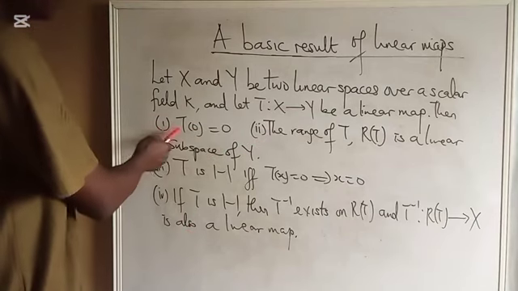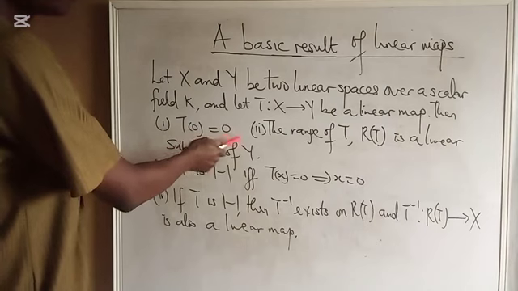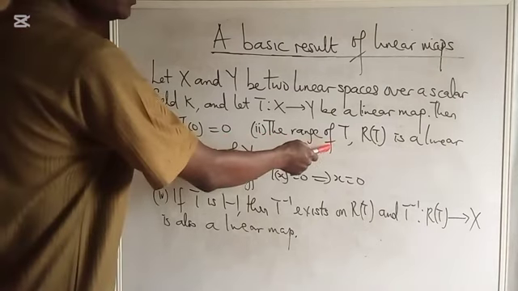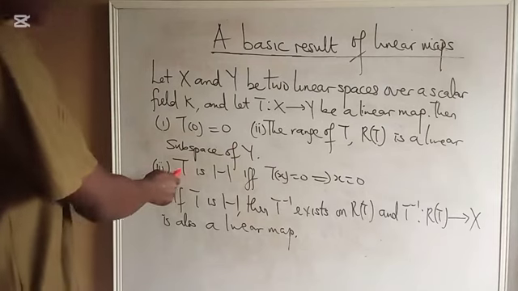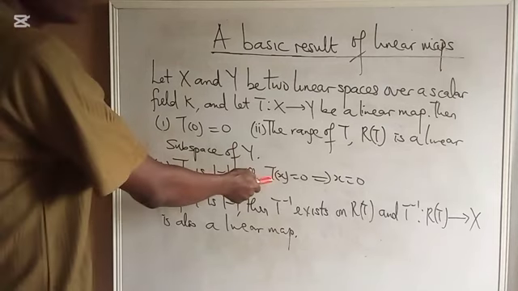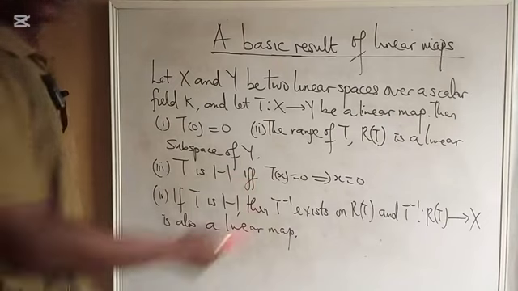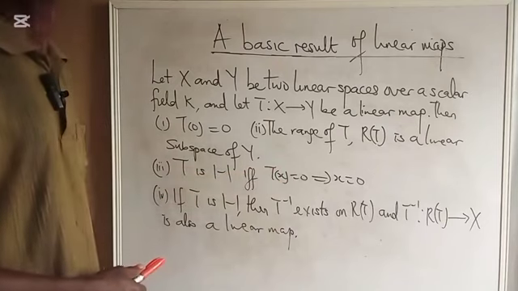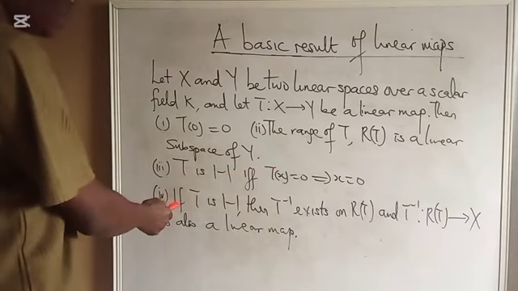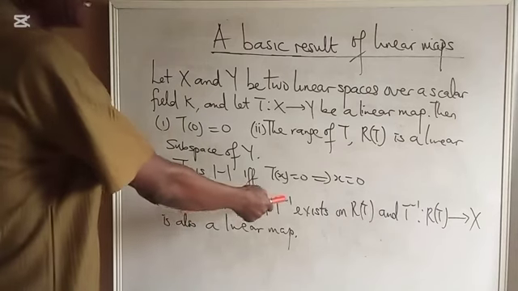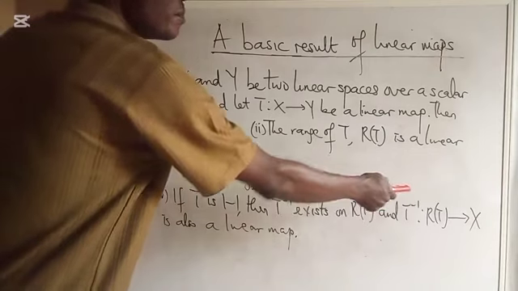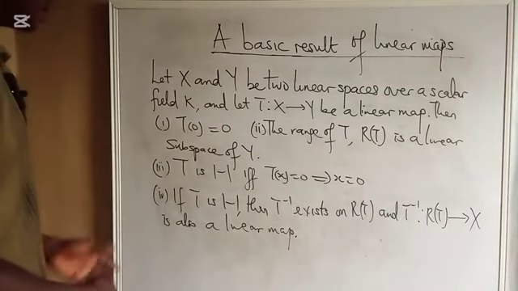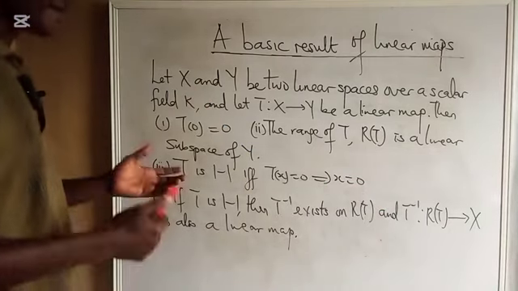Then 1. T of 0 is equal to 0. 2. The range of T, R of T, is a linear subspace of Y. 3. T is 1 to 1 if and only if T of x is equal to 0, which implies x is equal to 0. And 4. If T is 1 to 1, then T inverse exists on the range of T, and T inverse, which maps the range of T to X, is also a linear map.